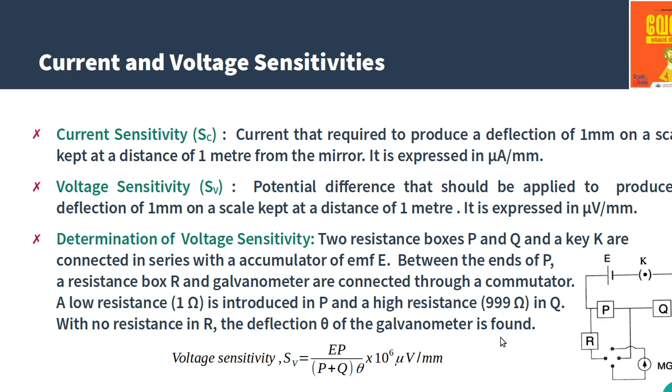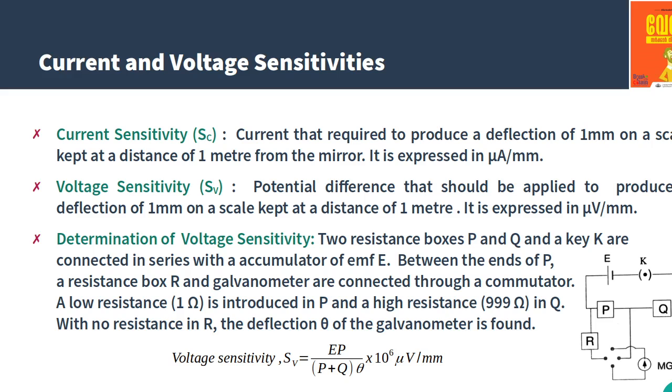EP divided by P plus Q produces a deflection theta. That is not the voltage sensitivity. The voltage sensitivity is the voltage required to produce a unit deflection. To make it a unit deflection, you divide that voltage by the angle theta. That becomes the voltage that produces the unit deflection. So this is SV. There should not be any confusion.